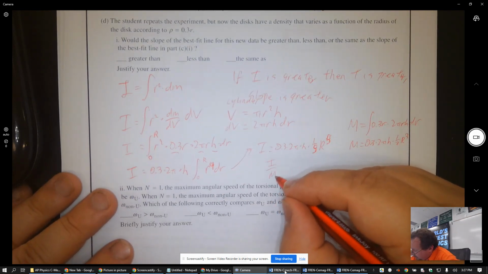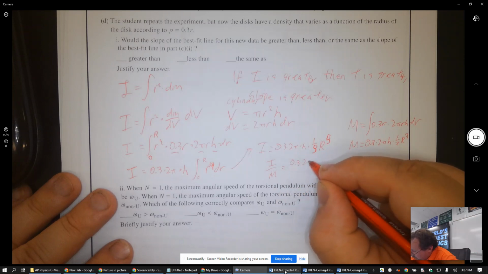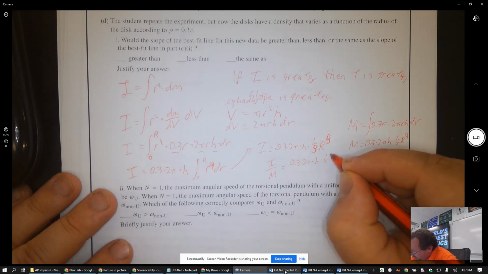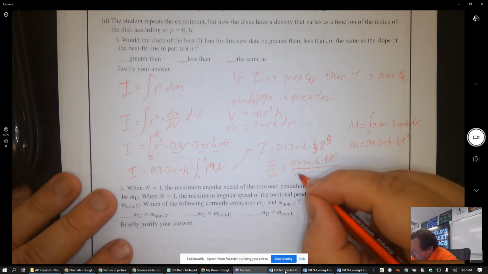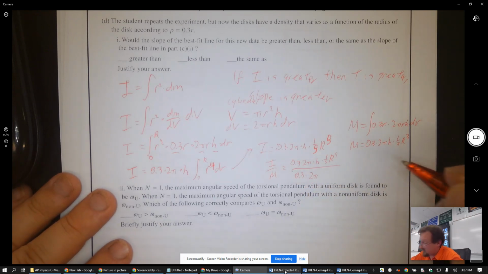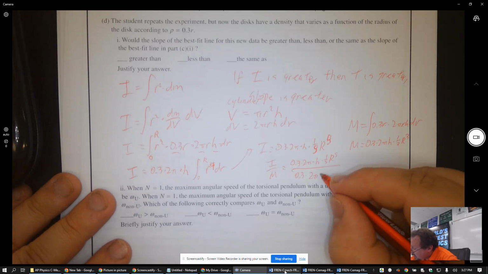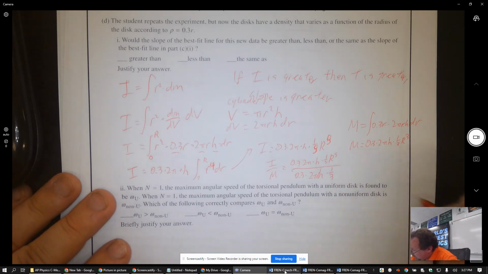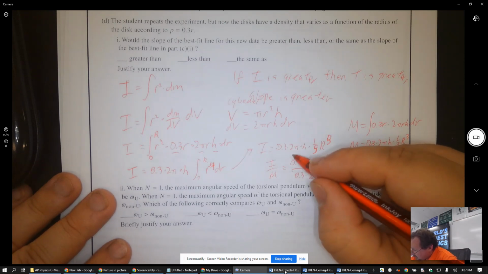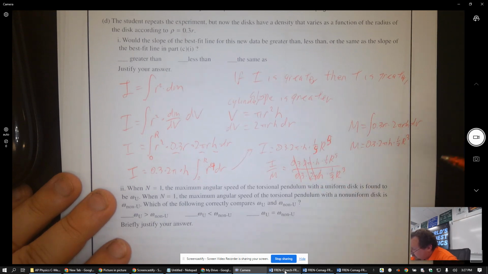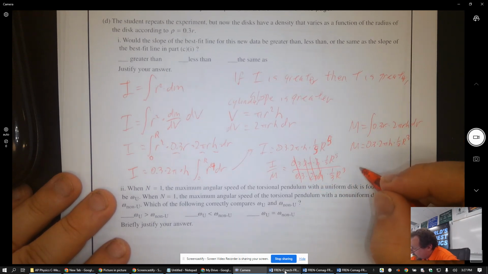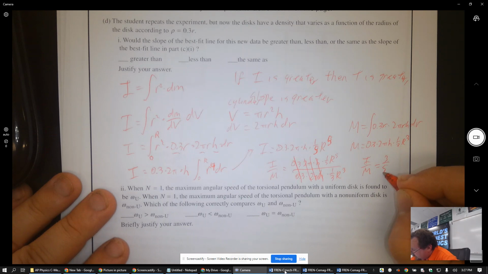I'm going to take I over m, and the I is 0.3 times 2 pi times h times 1/5 r to the 5th, and the m is 0.3 times 2. This has got to be the wrong thing to do. But I'm doing this the first time right now, and maybe somebody out there might help me. Okay, so I over m is 3/5 r squared. So I is 3/5 m r squared.